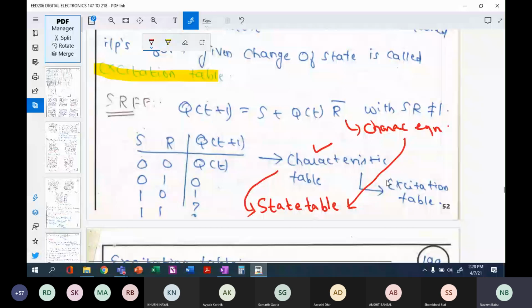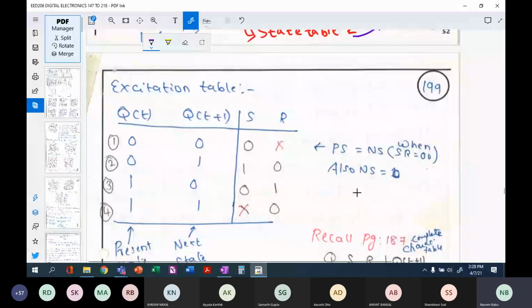We know that your excitation, don't look at the entries, huh? You will get confused. Don't look at this particular part. Okay, I'm going to teach you step by step. So in the excitation table, q of t, which is the present state, and q of t plus 1, the next state, are the inputs, and S and R are the output. Now if present state and next state are the inputs, what are the 4 possible input combinations? 0 0, 0 1, 1 0 and 1 1. These are the input combinations.